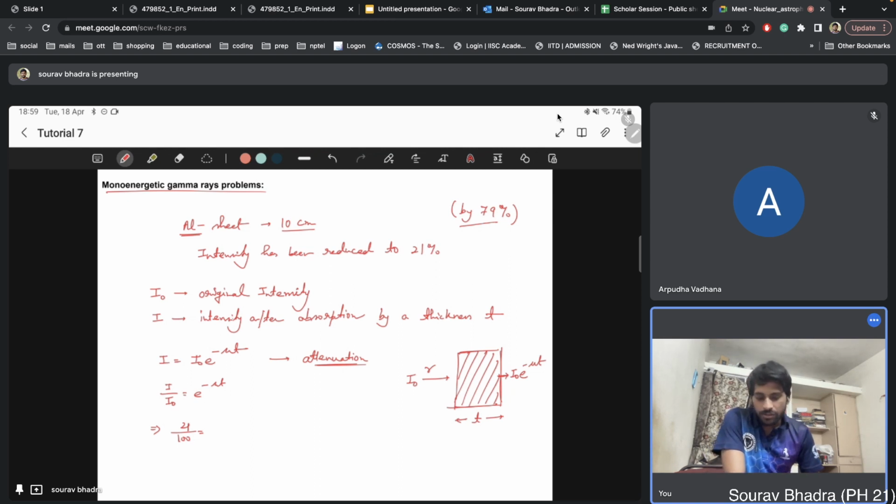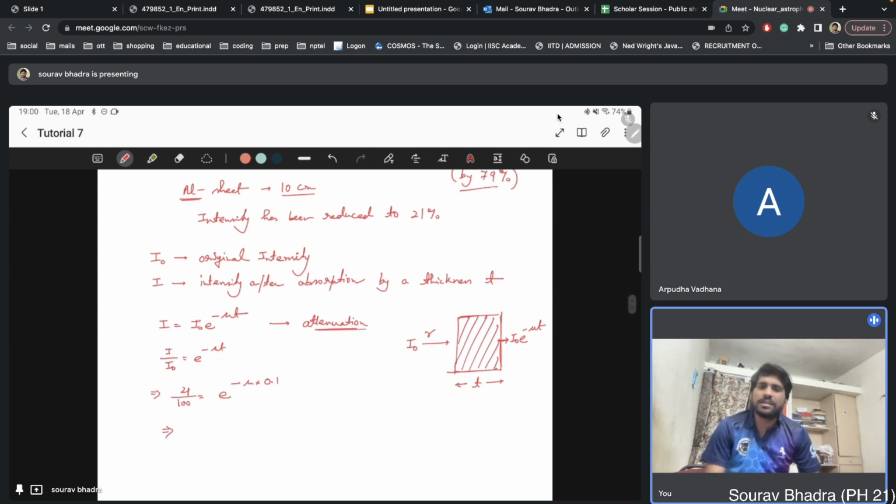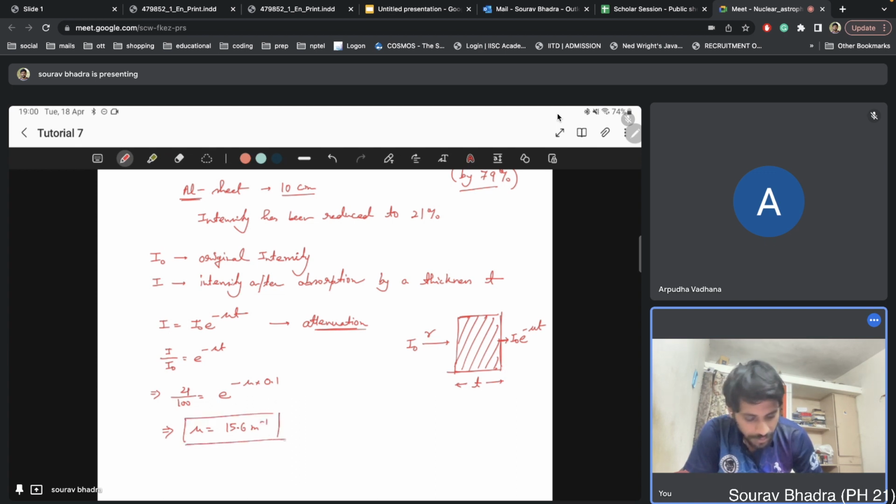So now mu is not given, and t is given as 10 cm. We write it as meters, because at last we will express it in terms of meters, and you can take the log on both sides and calculate. So your mu will come out as 15.6 meter inverse.